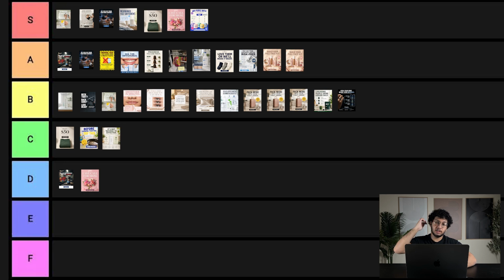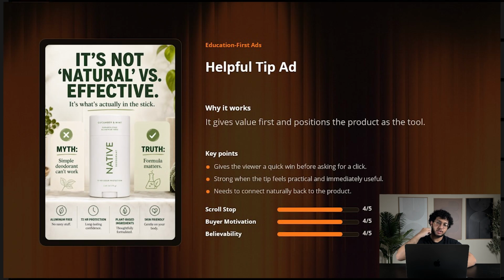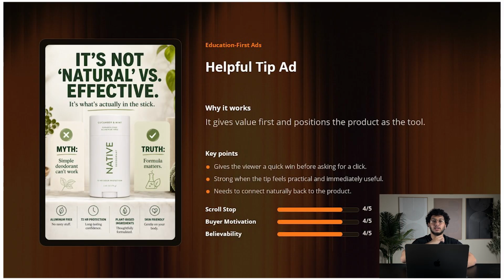Helpful tip ads are C tier. They can work, but they're softer than hack ads. A tip gives value, but it does not always create enough urgency or desire. If the tip is too general, people learn something and keep scrolling. So the product needs to be tightly connected to the tip. Otherwise, it becomes content instead of an ad.